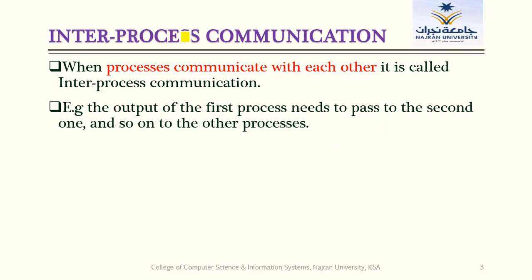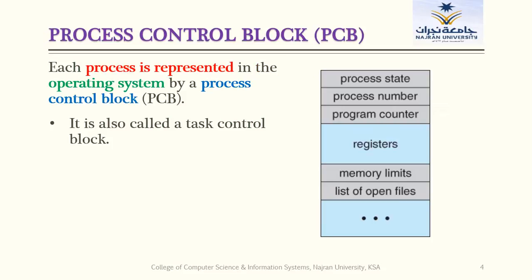We started our discussion from inter-process communication, and we said that inter-process communication is the communication between processes. When the processes communicate with each other, it is called inter-process communication. And why is this communication important? We also gave some examples, and one of them is that maybe the output of the first process needs to pass to the second one, and so on to other processes. So there are many different reasons that one process communicates with another process. This concept is called inter-process communication.